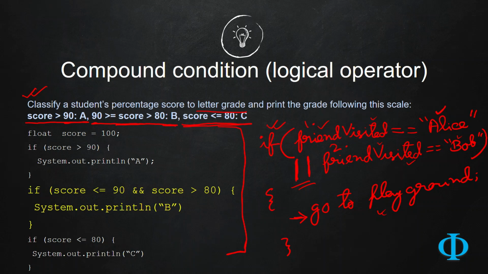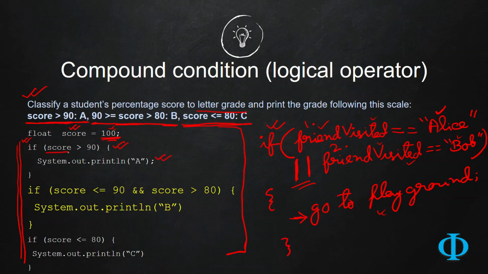So how will the code look? First, you have to initialize a variable score, and you have to assign some number to it. I have used 100, but it depends on the student's percentage score. Now here is the main part. So here are all the if statements. The first if statement is very simple. It is just depicting the fact that if score is greater than 90, then I am printing A.